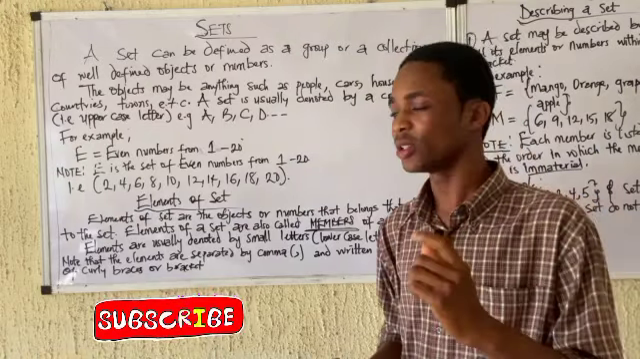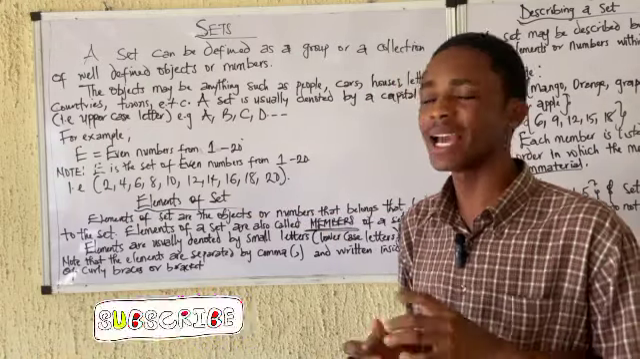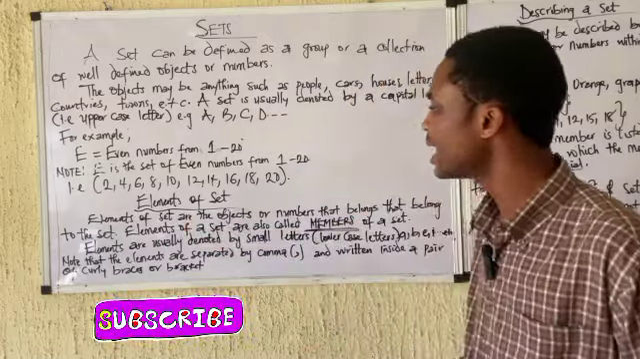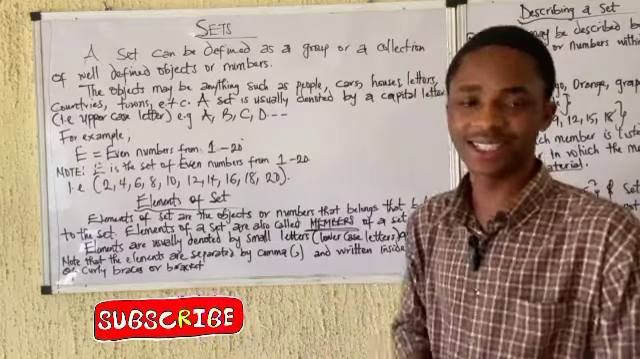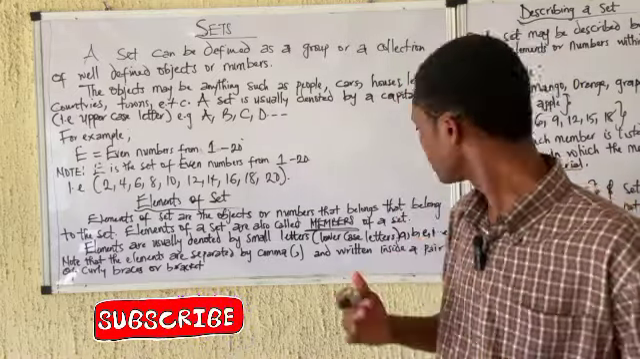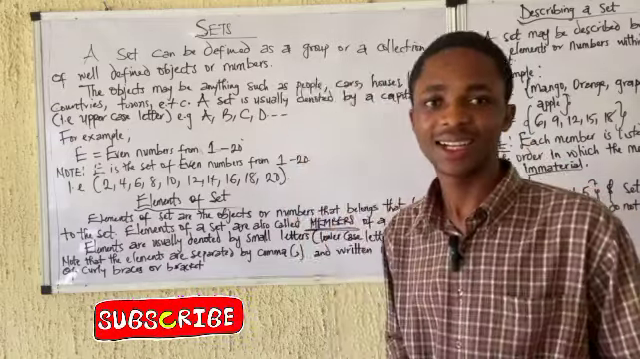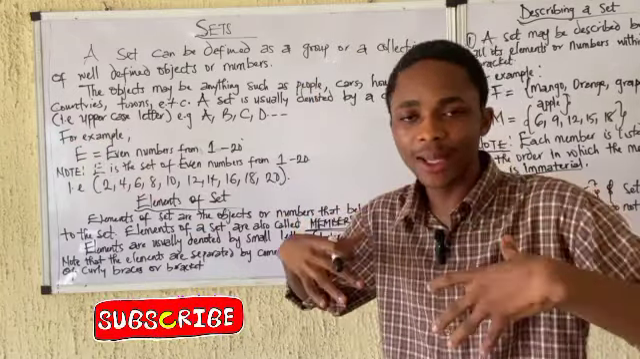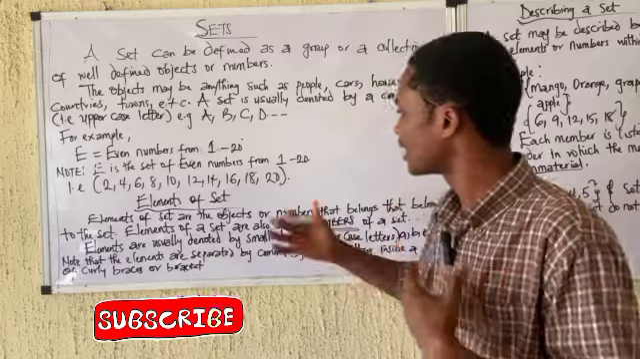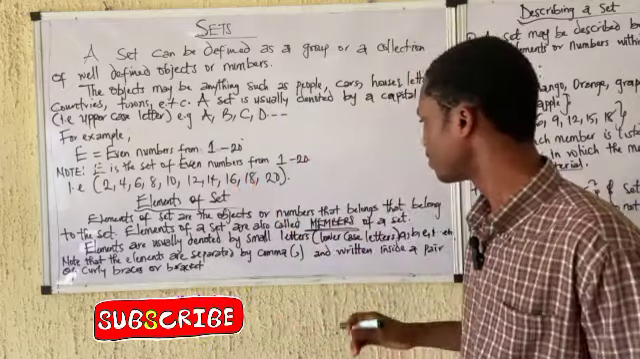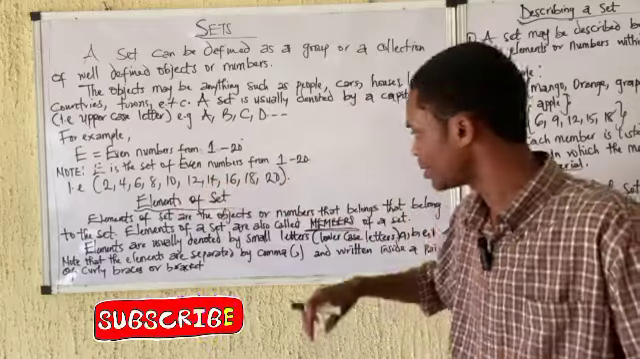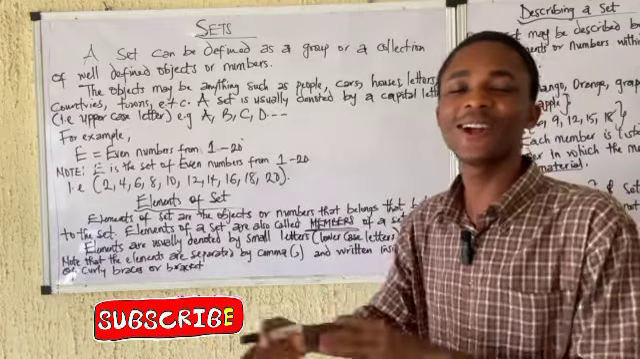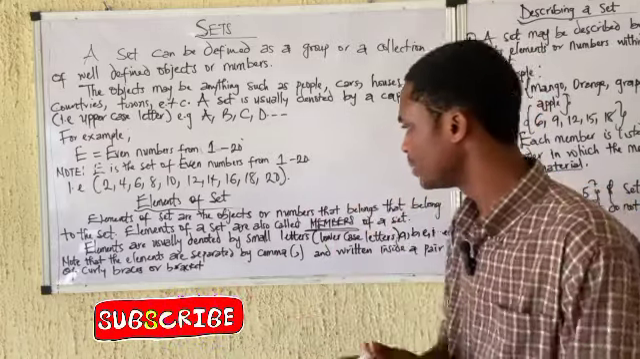The next point here is the elements of a set. What are elements of a set? As stated on the board, elements of a set are the objects or numbers that belong to the set. Set E has its own elements, right? The elements that belong to set E are what we're talking about here. Elements are also called members of a set. Either use element or use member. Whenever you see member, we're talking of elements.